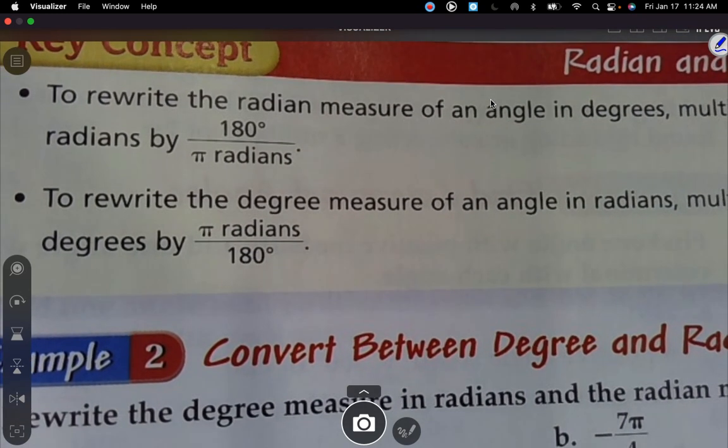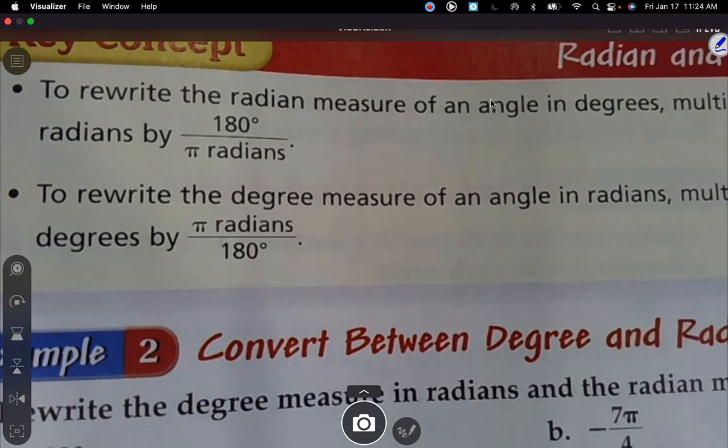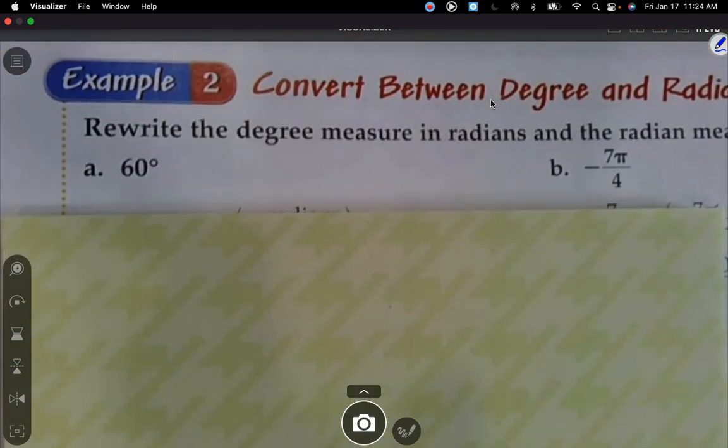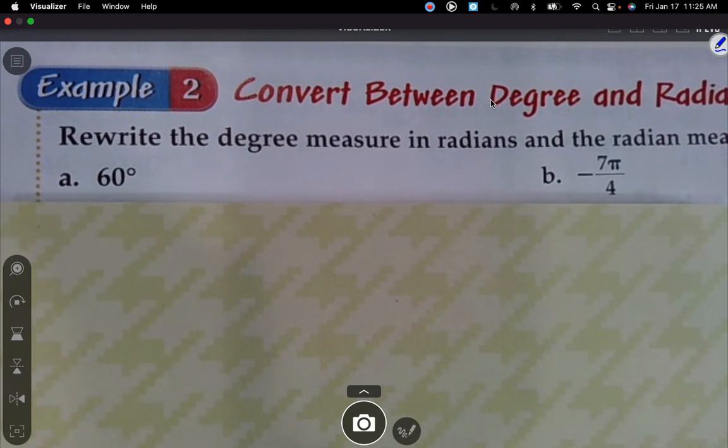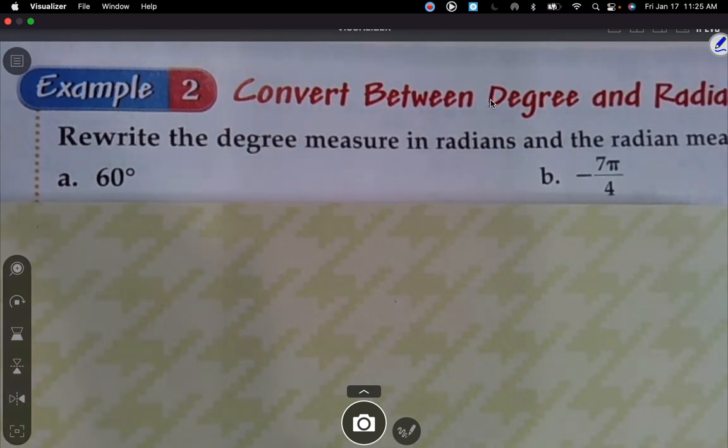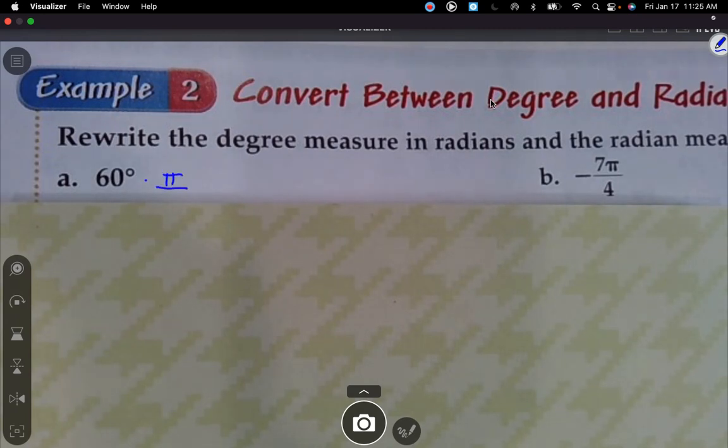Okay, so let's look at 60 degrees. We're going to go back and forth now. Notice I'm going to change A from degrees to radians. What's B going to go from? Radians to degrees. So if I'm going from degrees to radians, that means I want a pi, right? So I'm going to do pi over 180. I want pi in the numerator. Does everybody understand that? So you multiply.